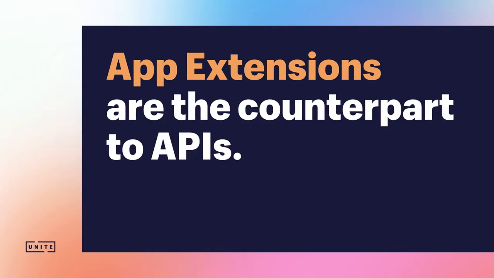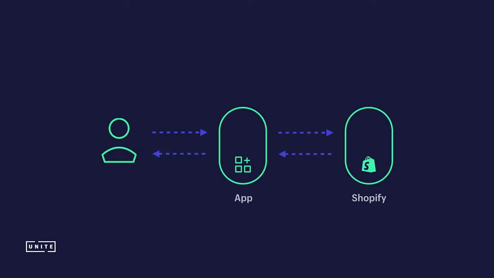You can think of App Extensions as the counterpart to our APIs. When using an API, it is your app that initiates the data transfer. When using App Extensions, however, this is different. With App Extensions, Shopify pushes data to your app as merchants execute certain workflows. This is fundamental to understanding App Extensions.